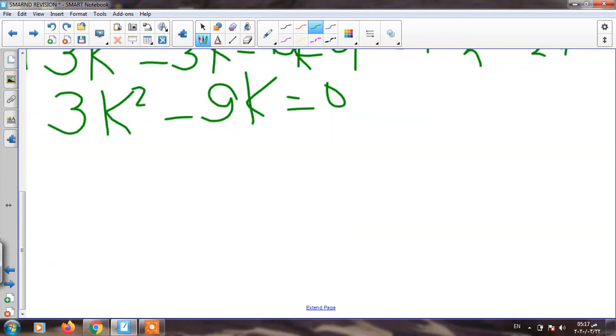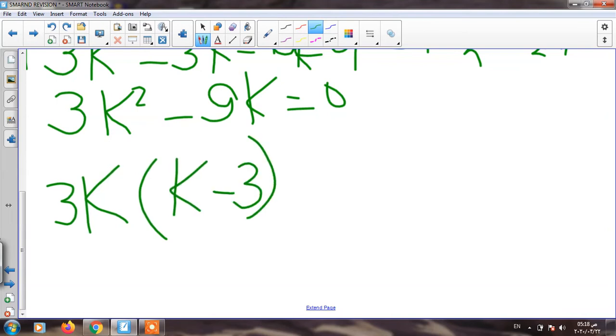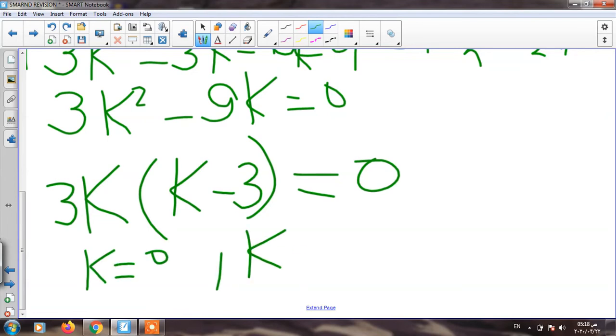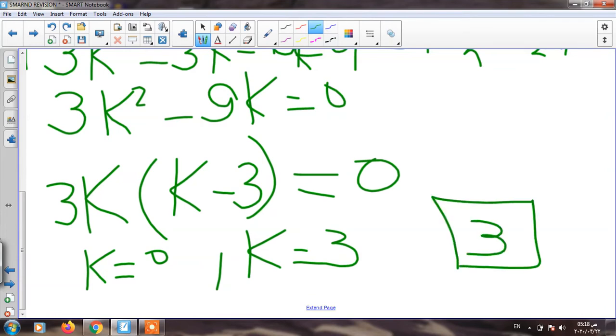Start to take k as a common factor. It's going to be, take 3k as a common factor. It's going to be k minus 3. This is going to be 0. From here, we might have k equals 0 and k equals 3. So one of the choices is going to be 3. So the answer is going to be number A. Next question.